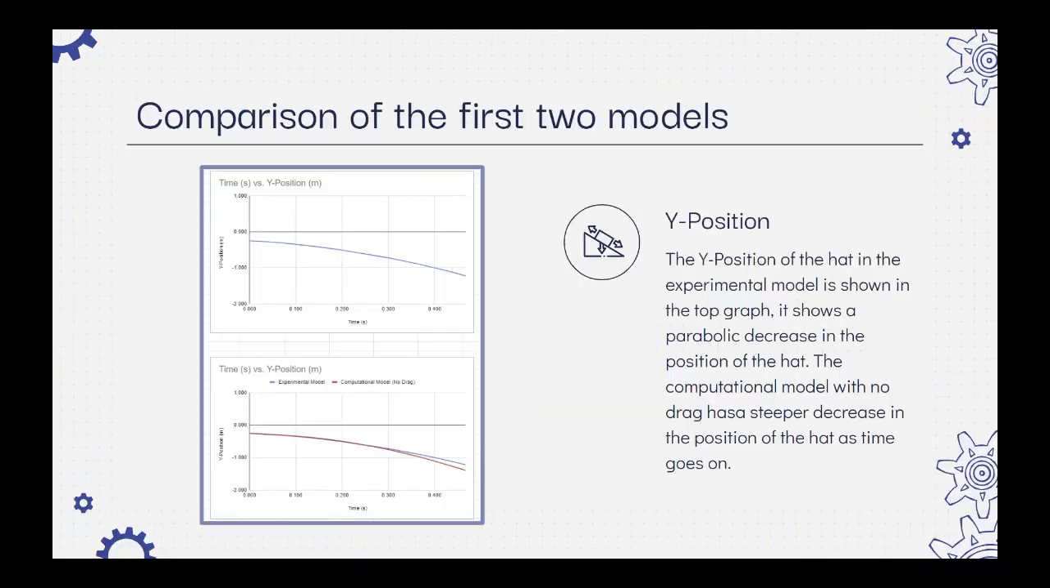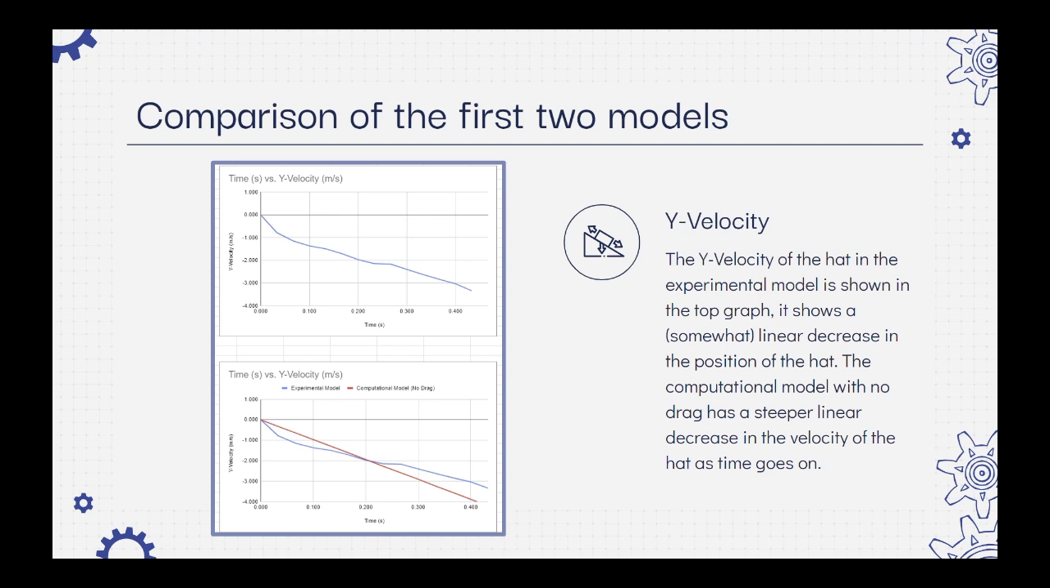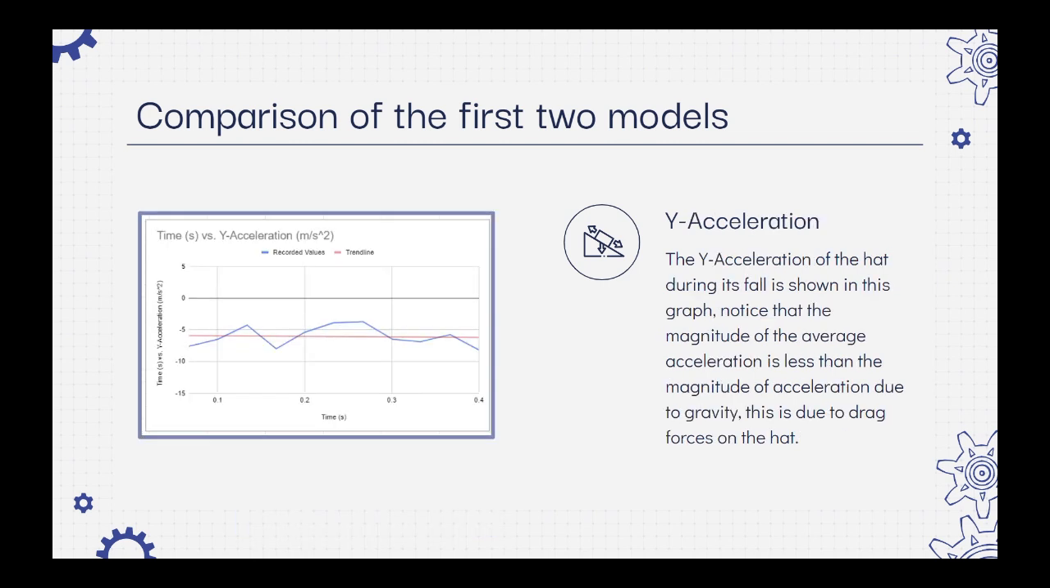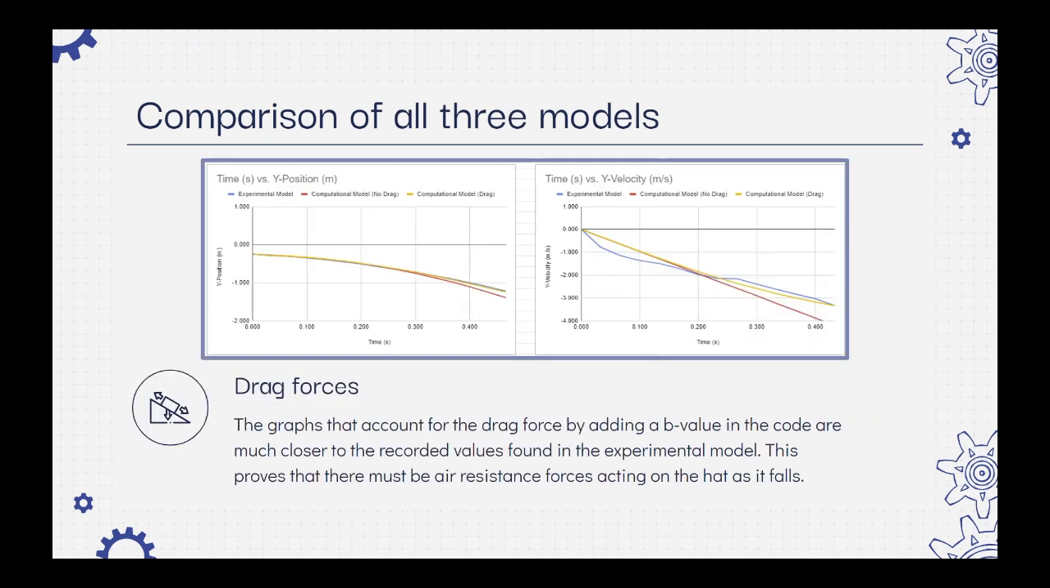So let's look at the first two models. The Y position compared to the no drag computational model and the experimental model. You can see that the no drag computational model goes down a little bit faster because there is no air resistance on it. And looking at that same thing for velocity, the experimental model is going to decrease at a slower rate in comparison to the computational model without drag. Same thing with the acceleration: the magnitude of the average acceleration is less than the magnitude of acceleration due to gravity, which would be negative 9.8, and you can see that trend line is at like negative 5.6.